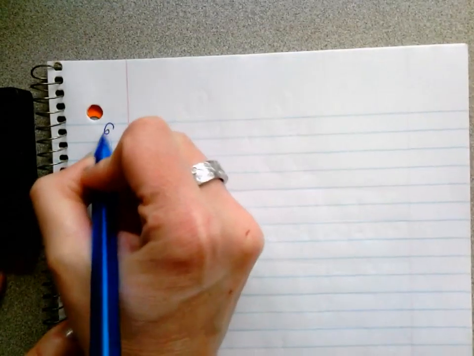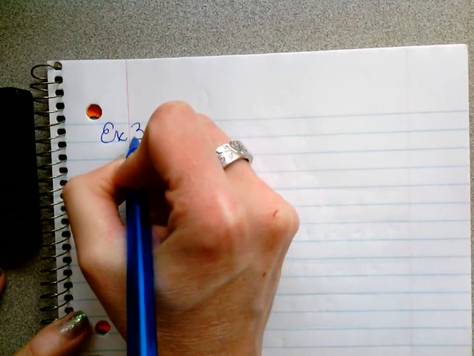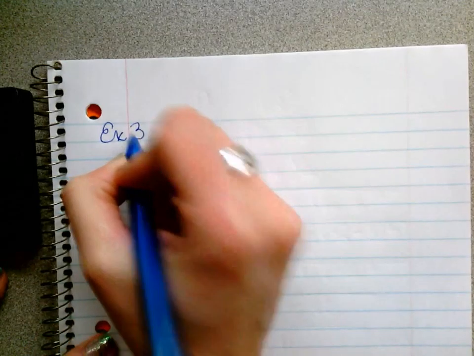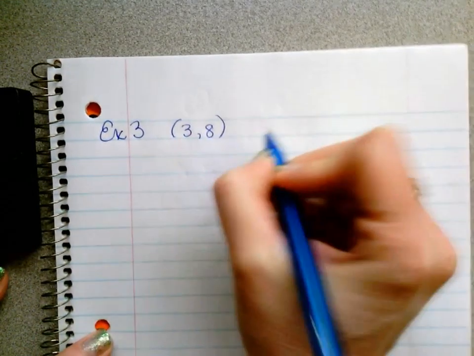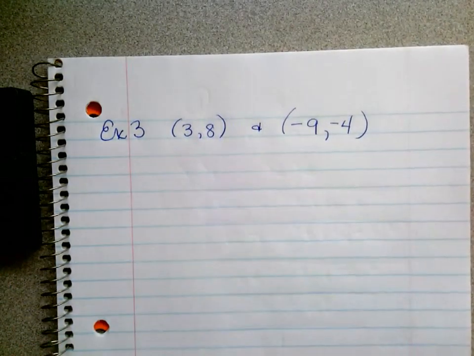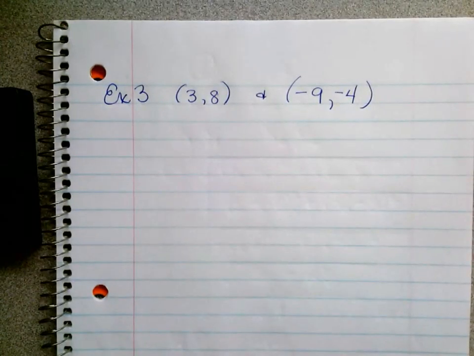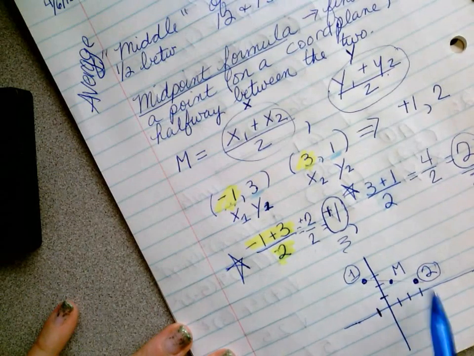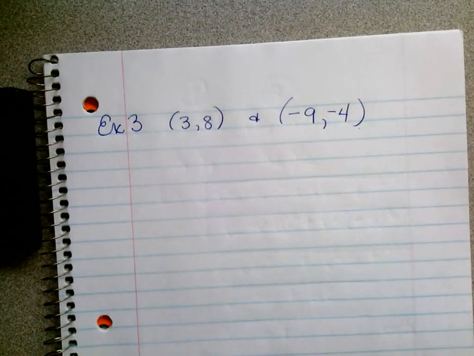Let's try example 3. This is on page 478. Find the midpoint of a segment with endpoints 3, 8 and 9, negative 4. They're asking you the same exact thing, only they're just adding a little detail. Find the midpoint of this line that has 3, 8 and 9, negative 4 as its endpoints. If I wanted to look at this and say what was the midpoint of these points, that's the same question. They're not asking anything different.